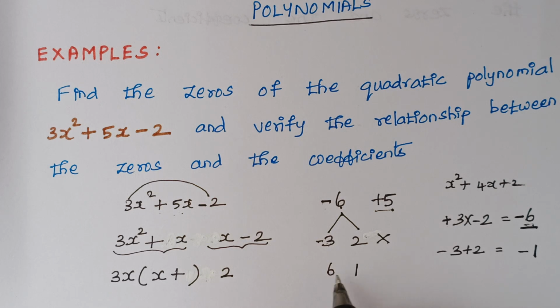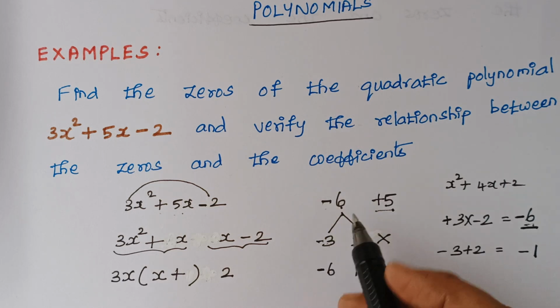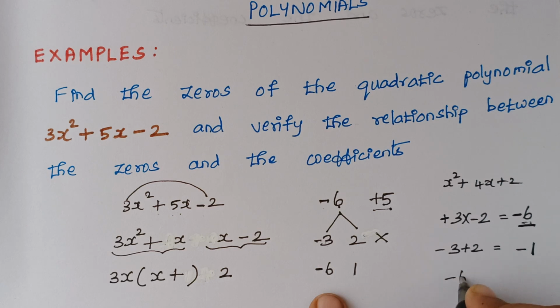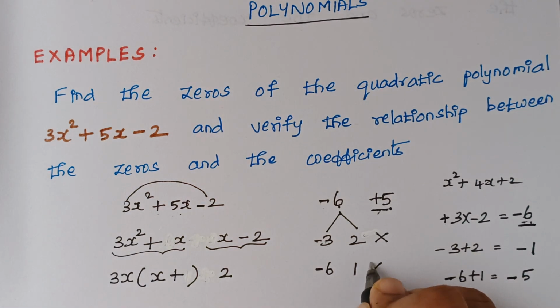So here I am having 6 and 1, right? So initially I need minus 6, right? So just for example, let me take minus 6 and plus 1. When you multiply minus 6 into 1, you will have minus 6, right? But when you add minus 6 plus 1, what will be your answer? Your answer will be minus 5, right? Because the bigger number is 6 and the sign present before 6 is minus, so the answer will be in minus. But what you need is actually plus 5.